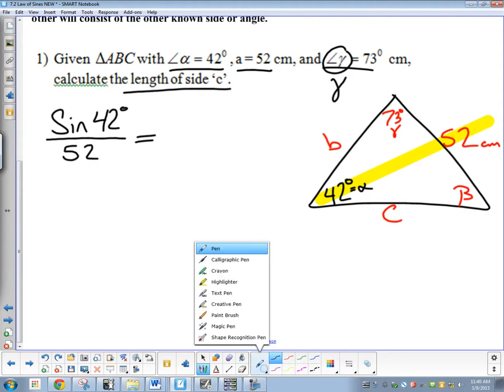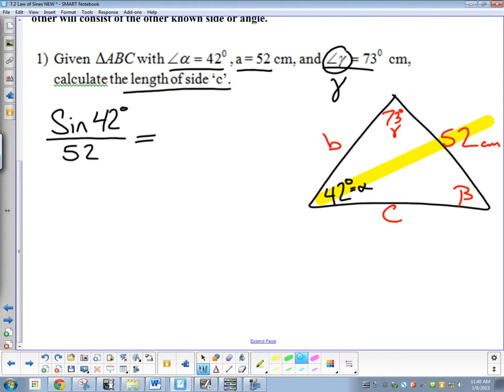Okay? In order to find C, we need to know what the angle that goes with C is. We need to look at those two things. We've got its angle, so that means we can solve this problem. Okay, so we're going to set up the same proportion that we did there. We're going to set up the sine of your angle. So the sine of what here? Sine of 73 degrees over the missing side, which is C.